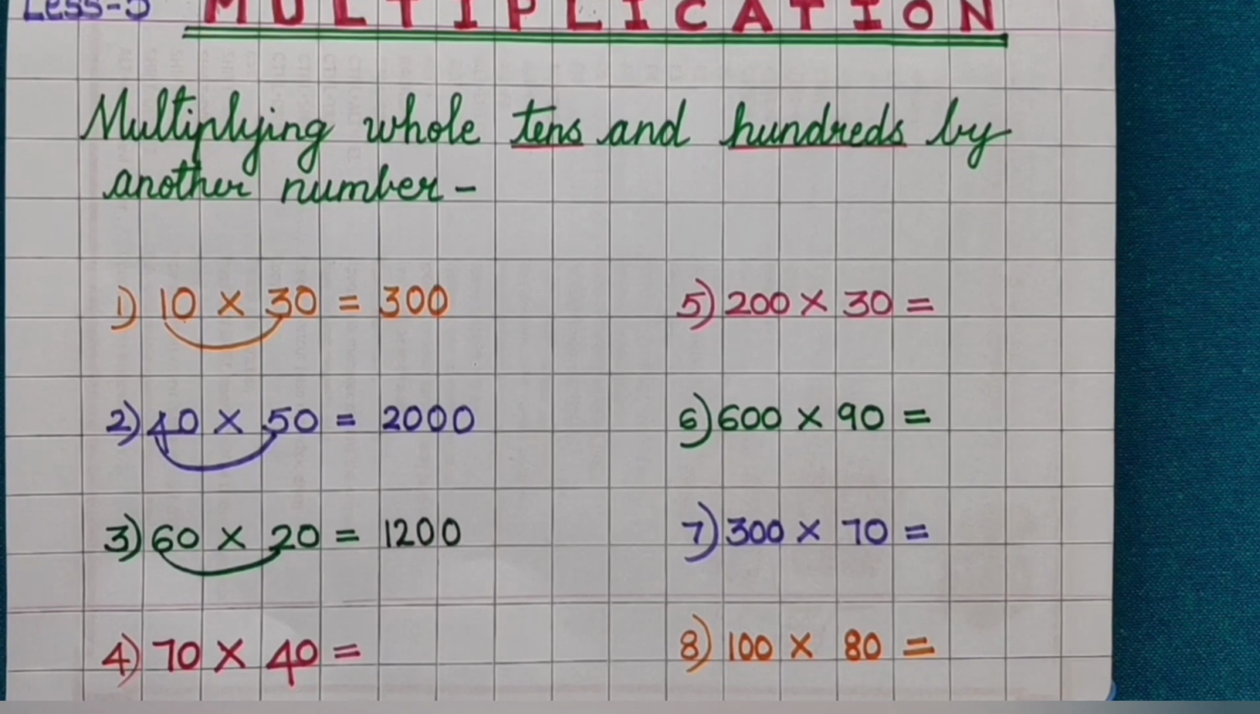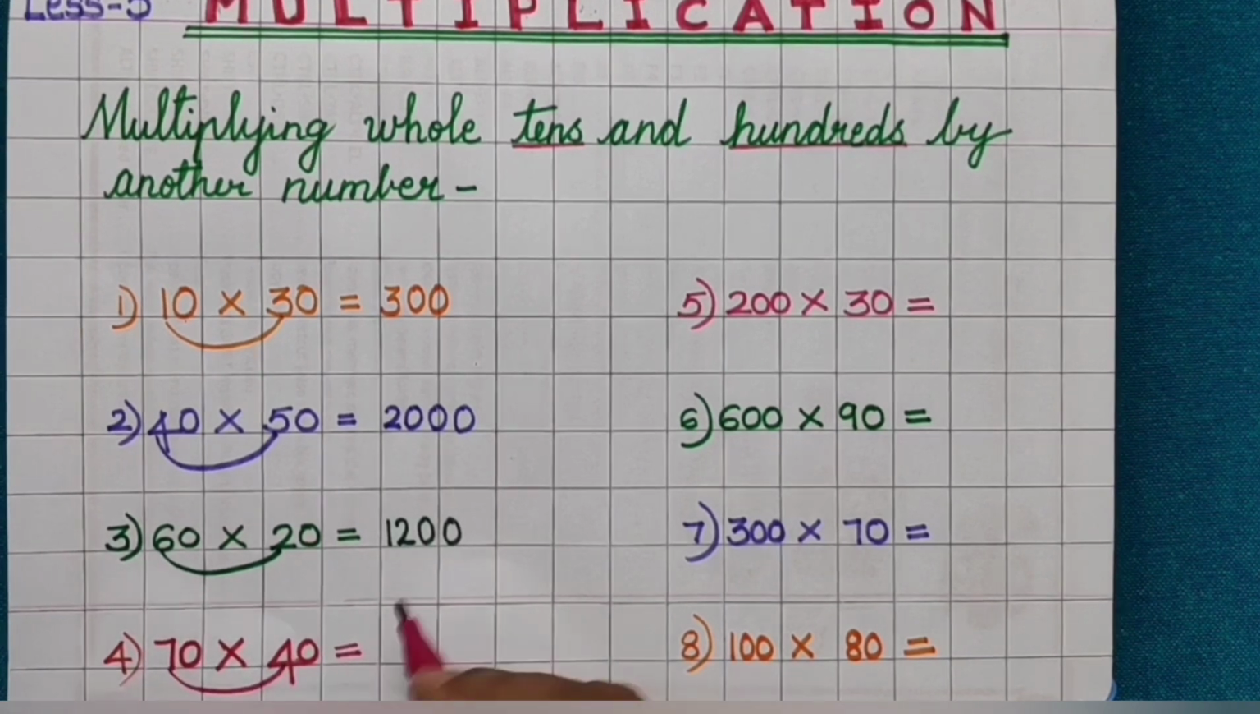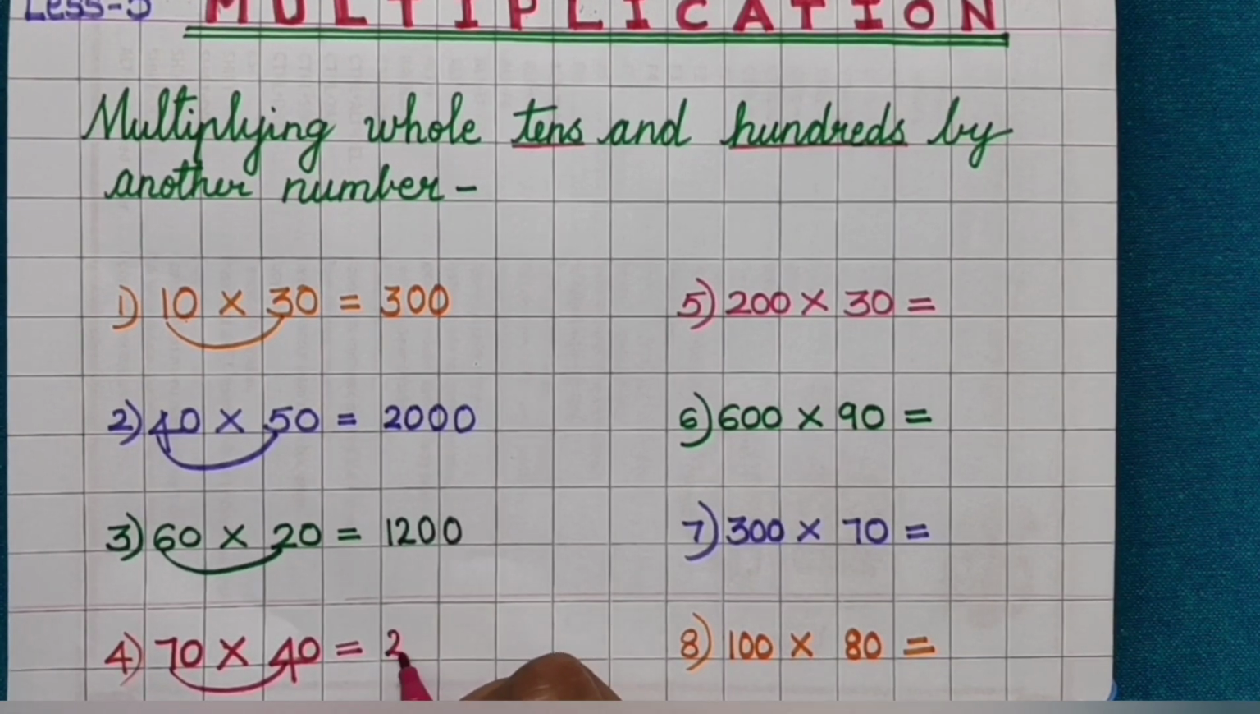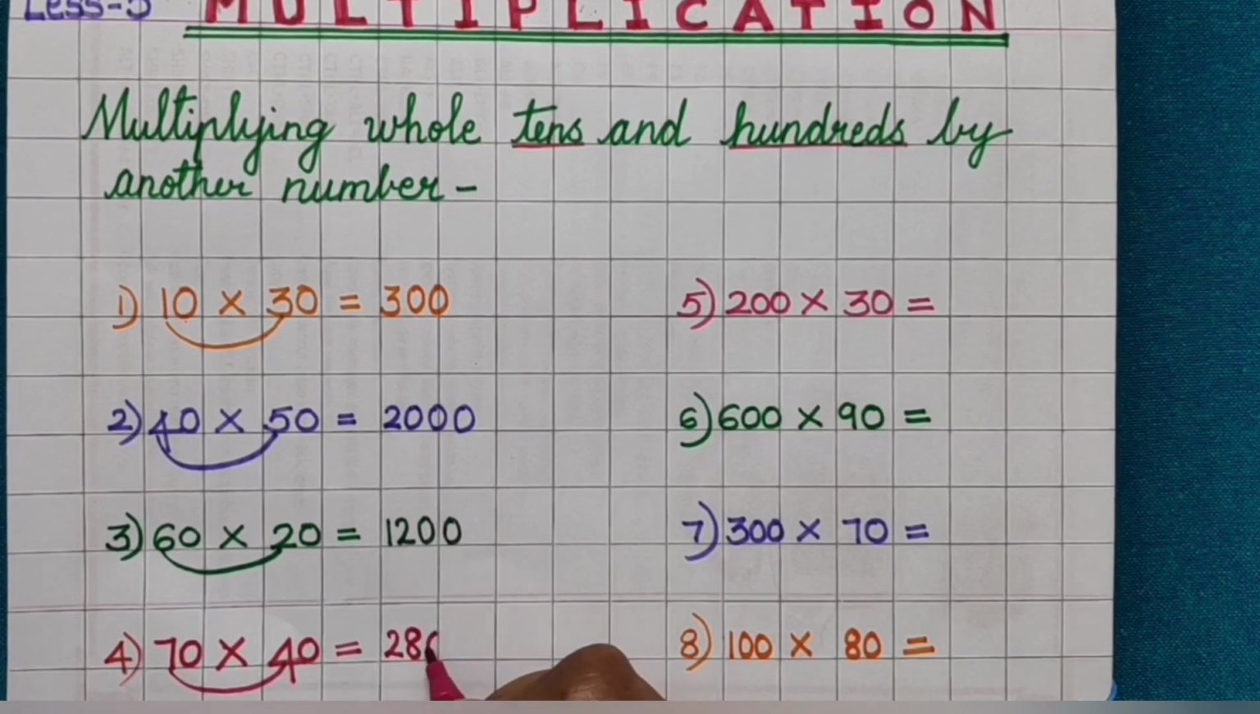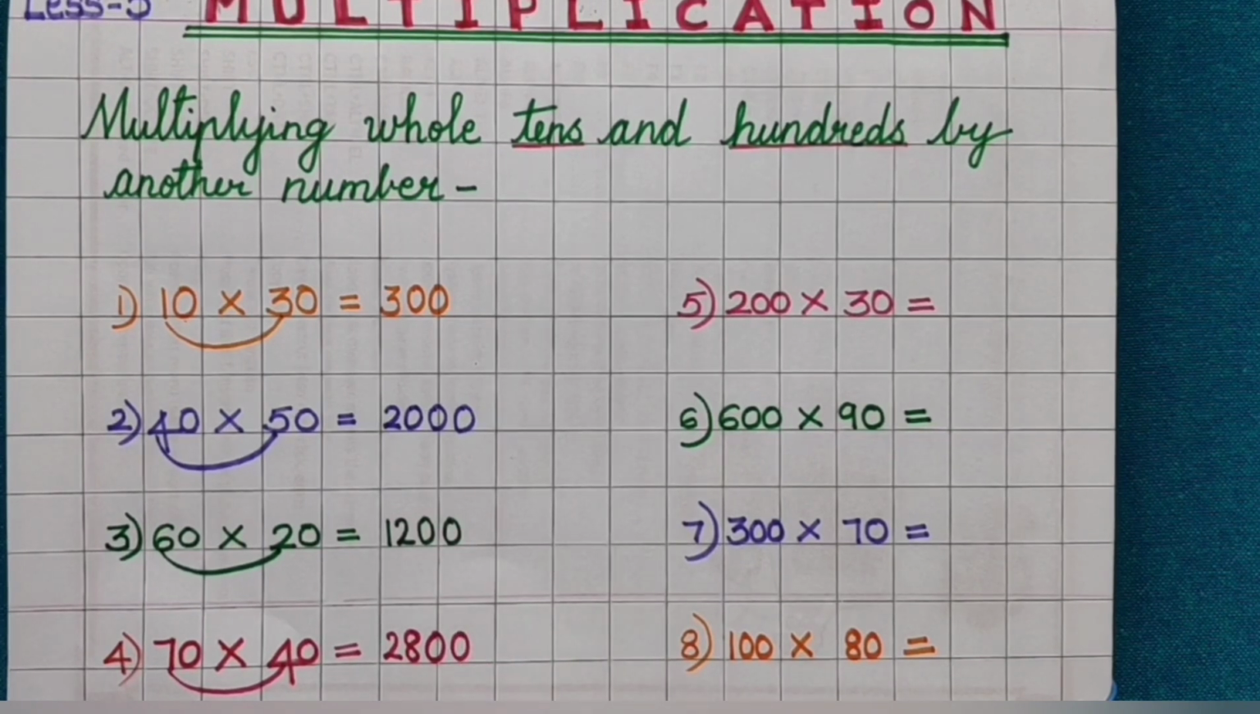The number 70 multiplied by 40. Again what will you do? You multiply the numericals first. 7 fours are 28, the 0 of 70 and the 0 of 40. That makes it 2800. I'm sure you would have understood that, children.